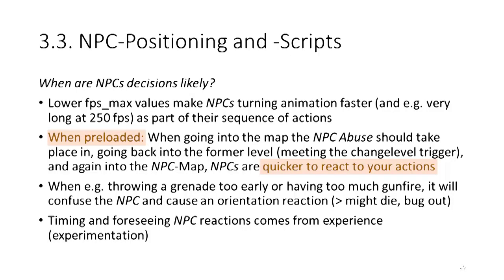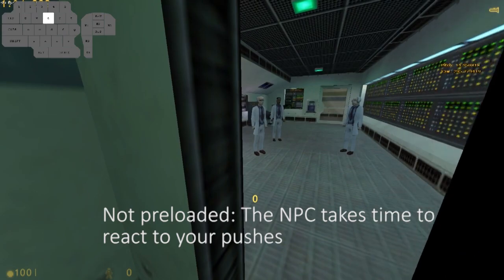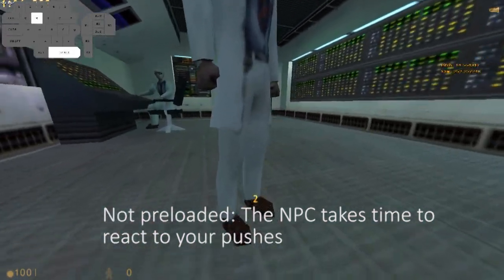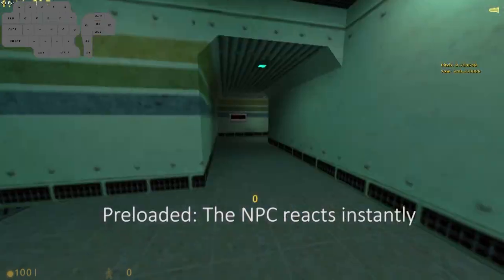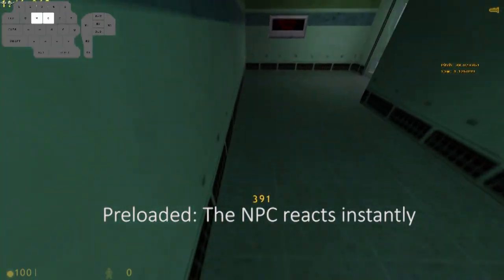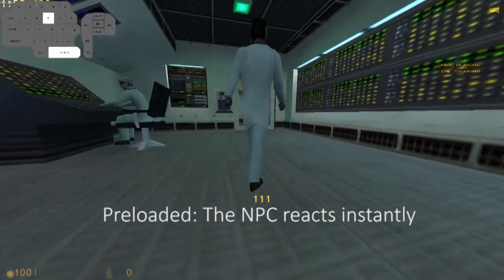NPC's behavior is not completely ready when first entering a map. On the one hand, this can be to your advantage, so the NPC will not be too attentive. On the other hand, you might want to preload an NPC by entering the map he is in, leaving it, and entering it again to make him ready for action.